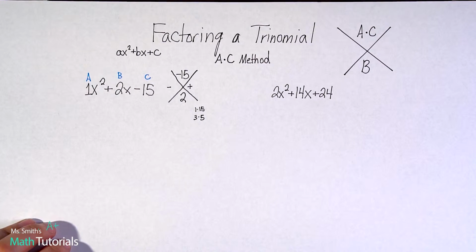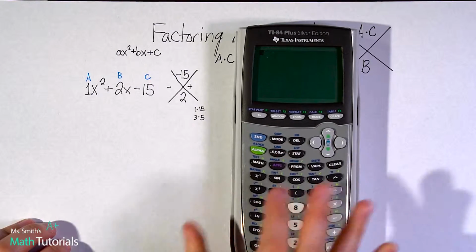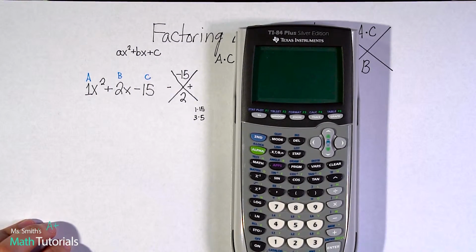Now, if you did not know that, because some students just don't have those multiplication tables down. Okay? So let's say you did not know the multiples of 15. Instead of doing a bunch of trial and error, use this trick on the calculator. This trick really comes in handy when you've got big numbers that you're factoring. Okay, you go to your y equals, I showed this in another video, but I'm going to show it again.